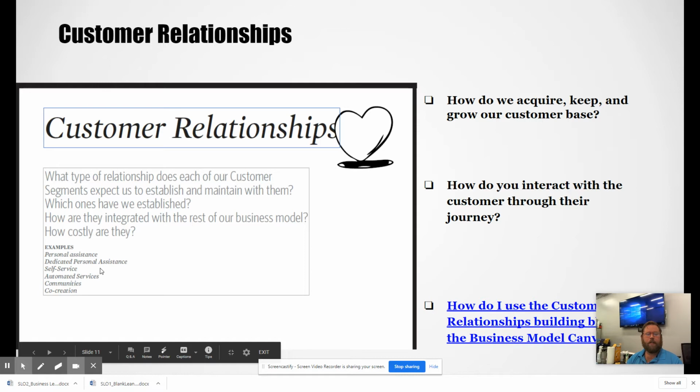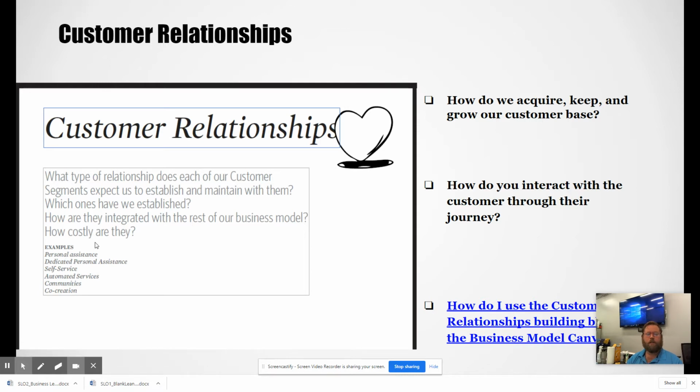Now, there are some things here that you'll see listed, like personal assistance, where somebody has a dedicated helper, and self-service, where you're doing it yourself and it's more automated. Automated service is like Amazon, where it is automated to a great degree, but it's also personalized. It knows what you're looking for and adds that, but somebody's not physically telling you to do that. So customer relationships, guys, key.